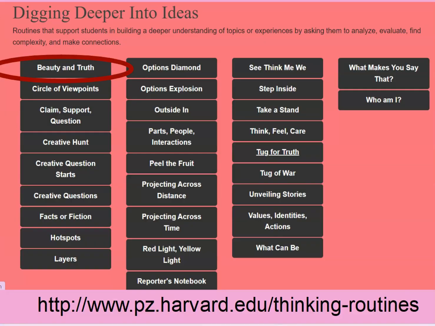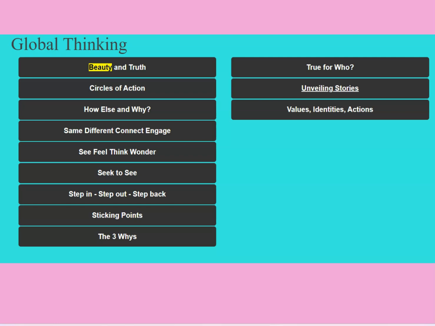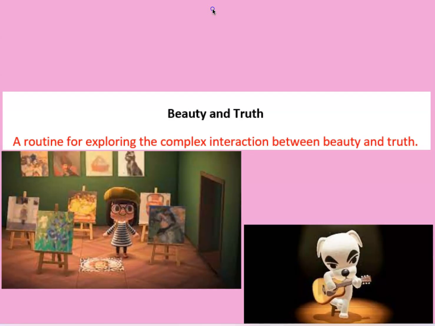So today we start the next group of thinking routines from Harvard Project Zero, and today we're starting with beauty and truth right here at the top. There's a lot in this section. Beauty and truth also occurs in the global thinking section. This routine is for exploring the complex interaction between beauty and truth. And Harvard Project Zero assumes you're going to use this on news articles.